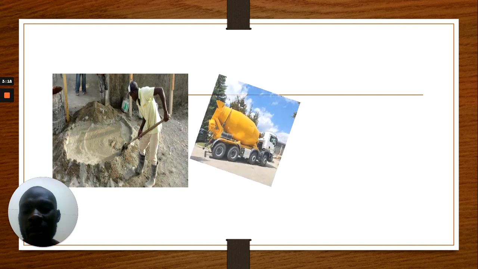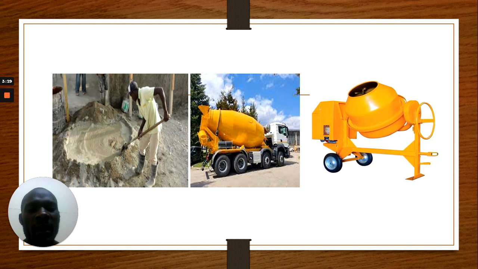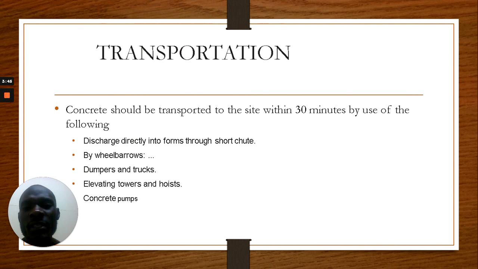So there we have a picture of a man who is doing hand mixing. You can see he is using a spade to mix that concrete. Then we have another picture of a concrete truck mixer, which is a machine that mixes concrete. Then we also have a tilting drum mixer. Tilting drum mixer is a common type of mixer which is used on site, where when you tilt it, it discharges the concrete, and when you tilt back, it maintains. So that was process number 2.